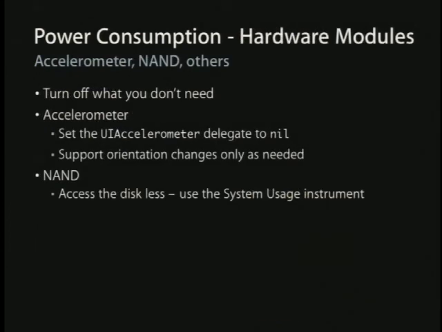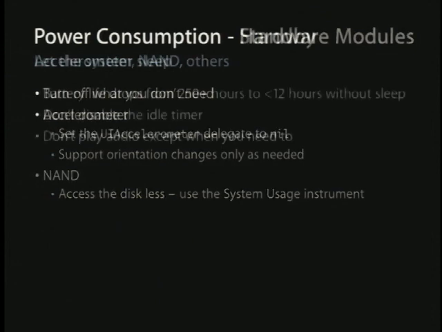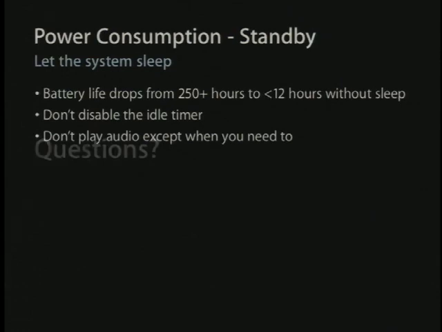Writing things to the flash, the NAND, is also very expensive. As I mentioned before, it takes quite a while as well. It also uses quite a bit of power. So if you have a bunch of state that you need to store out persistently, you probably don't want to be writing it out on a timer every second. Try and write it out when it changes. And for the accelerometer, set the delegate to nil. Letting the system sleep we already talked about.